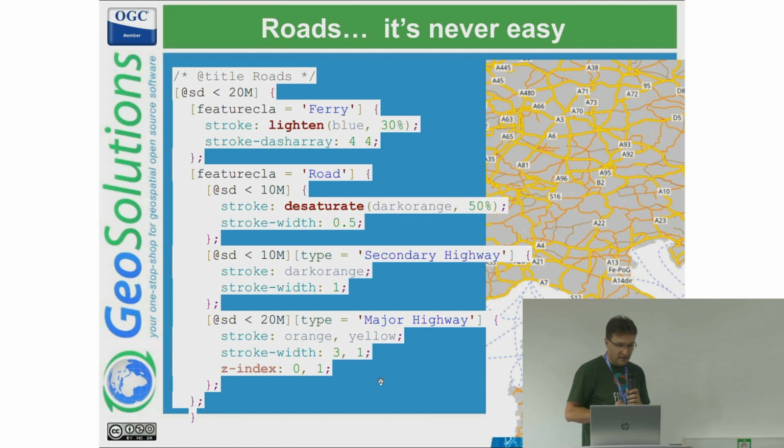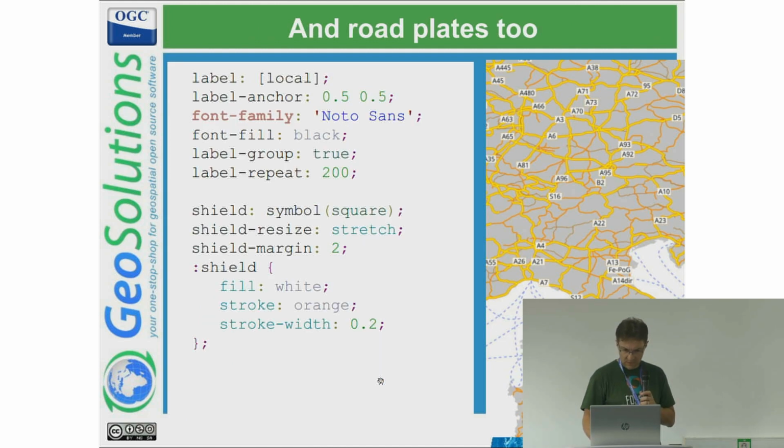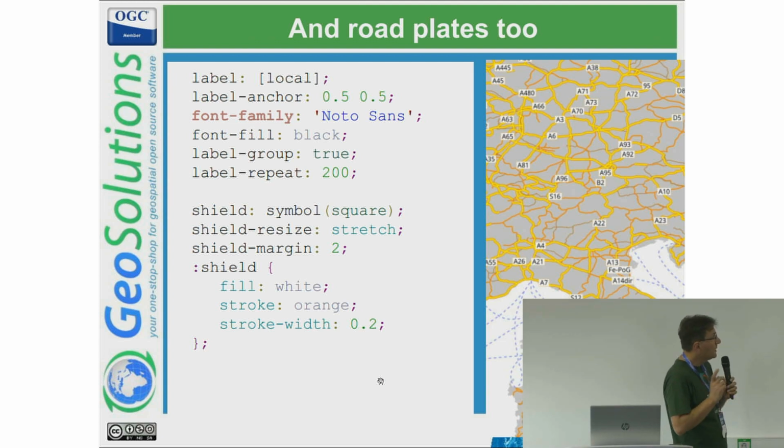We also have an interesting bit in the labeling. Labeling highways typically means creating road plates below the label of the highway. In this case, it's a simple symbol, a square, that is then stretched using the shield resize policy to match the sides of the label. So we start with a square and we stretch it to fill the sides of the label. We add a little bit of margin, 2 pixels, and control the coloring of it using the color shield pseudo property.